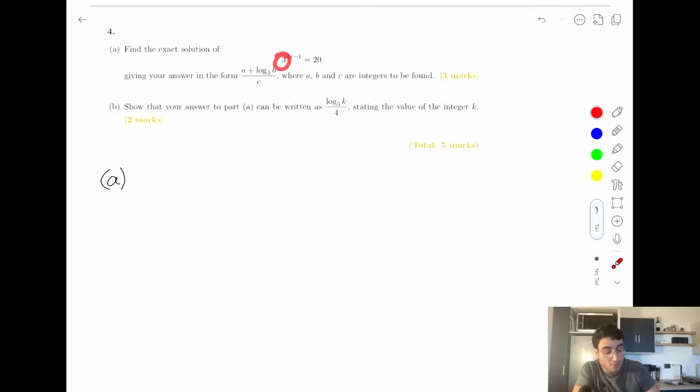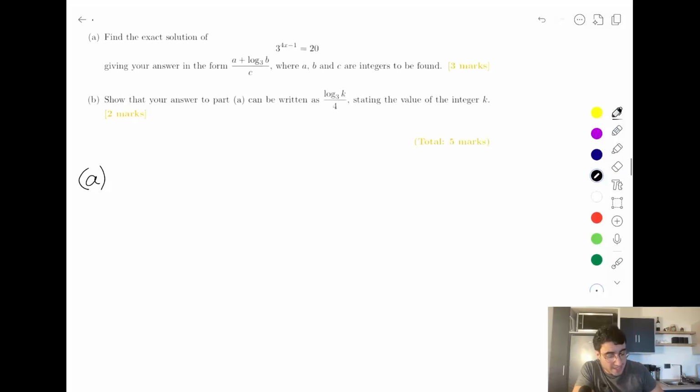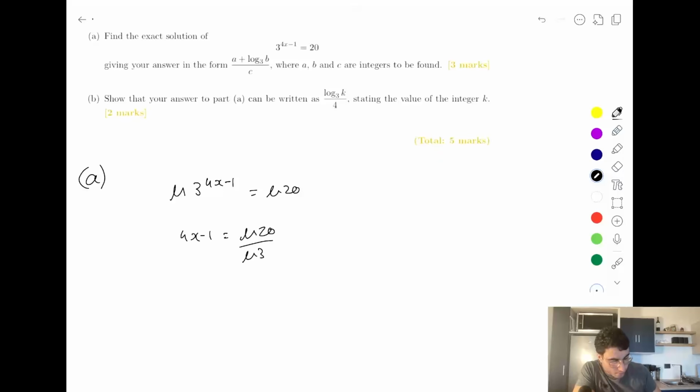Now, because we're to a base of 3, in this case, it simply makes sense to use that base, I think at least. Okay, because they want the answer in the form of log base 3 of b. As I said before in the introduction, you could technically do ln of 3 to the 4x minus 1 is equal to ln 20, because that'll give you 4x minus 1 is equal to ln 20 over ln 3, and you could still technically get the answer. But they want it with the base of 3. Okay, so I'm going to keep it like that.